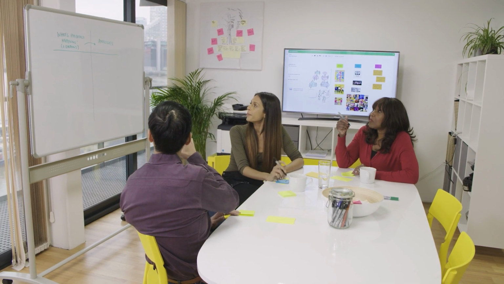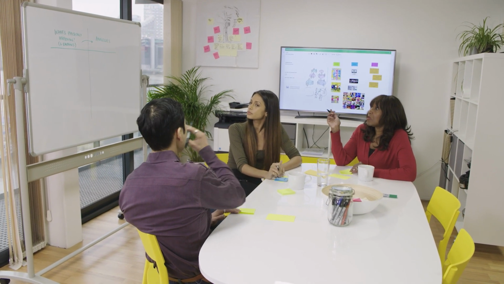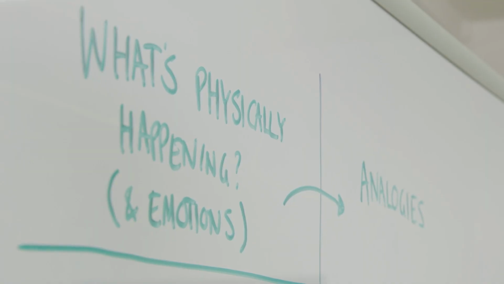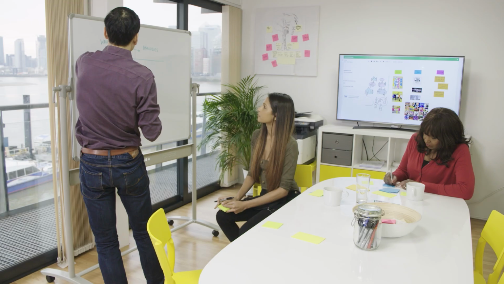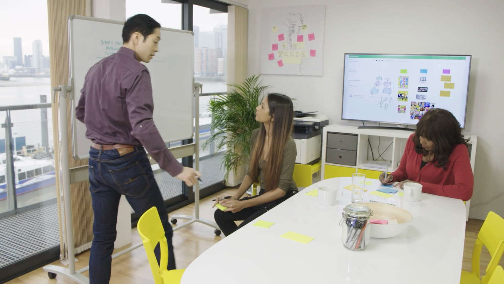How do you get started? Well, first of all, consider an experience within your area of focus and make a list of what is physically happening in the problem or context that you're designing for. What are the emotions that the people in that situation are feeling?